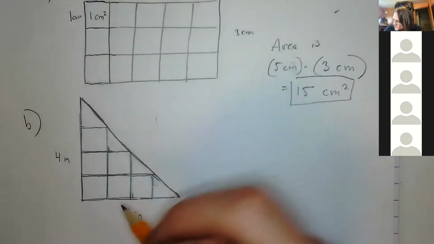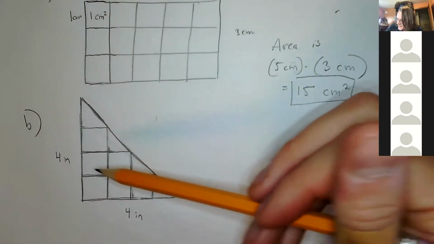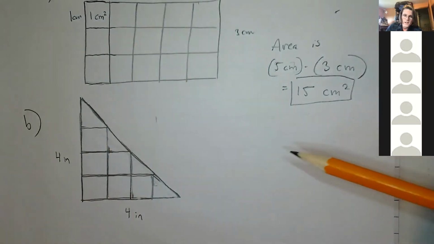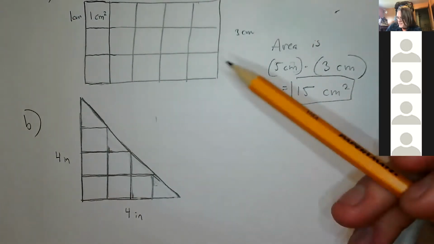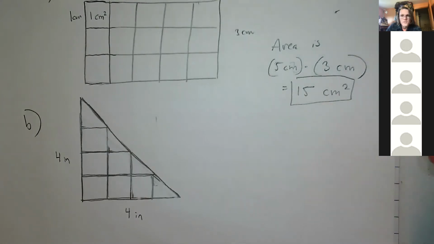And again, I tried to draw it so that each little block was kind of the same, but again, it's by hand, so what are you gonna do? But what we can do here is this one, I can't just multiply 4 by 4, right? Because it's not a square. It's not a rectangle either. So I can't just multiply the sides to get the area. But I can still count, so let's count.